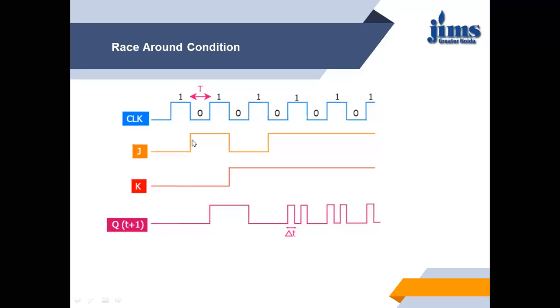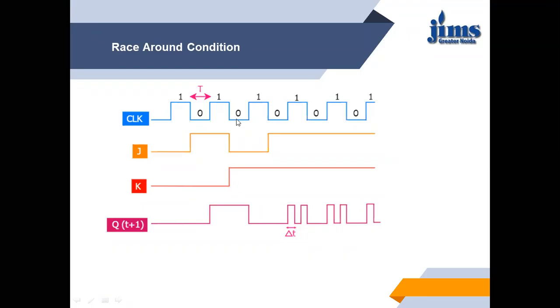Now again, when we make J equals 1 and K is 0, but because clock is 0, what will happen? No change. So here is no change. Now again it sees that clock is 1, J is 1 and K is 0. What will happen? It will change the value. It was 0, it will flip or toggle. So output will be 1.